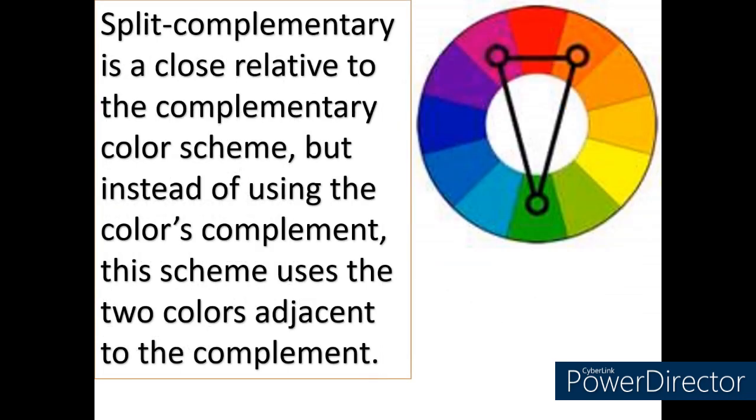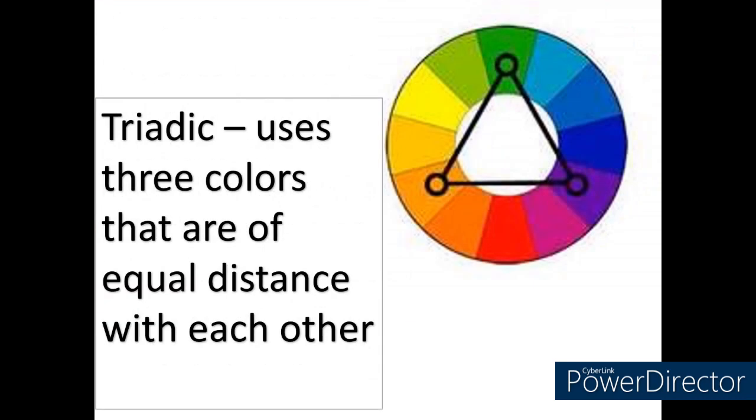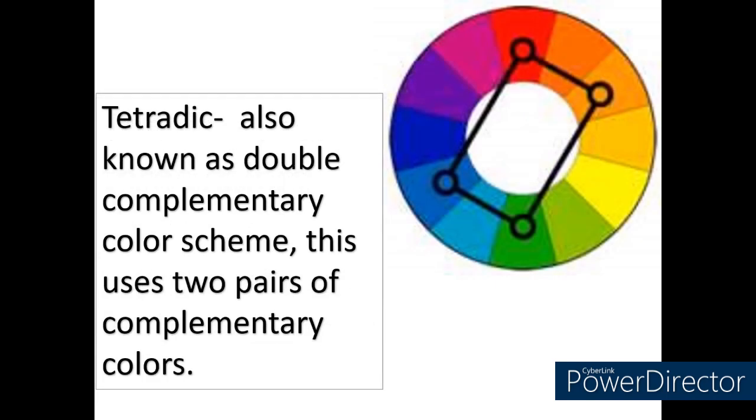The next is the split complementary. It is a close relative to the complementary color scheme, but instead of using the color's complement, this scheme uses the two colors adjacent to the complement. Next, we have the triadic. It uses three colors that are of equal distance from each other. The next one is the tetradic. It is also known as the double complementary color scheme. This uses two pairs of complementary colors.